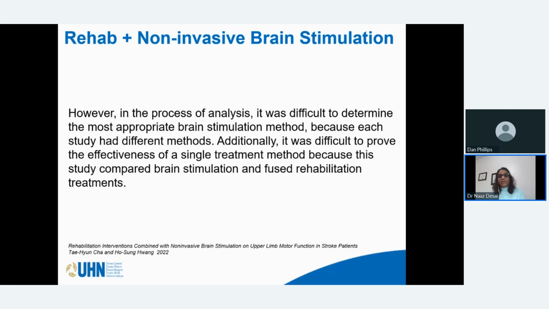Now, most of the systematic reviews that have looked at a combination of rehab and NIBS have concluded that, in the process of analysis, it was difficult to determine the most appropriate brain stimulation method because each study had different methods. Additionally, it was difficult to prove the effectiveness of a single treatment method because studies compared brain stimulation fused with different types of rehabilitation treatments.